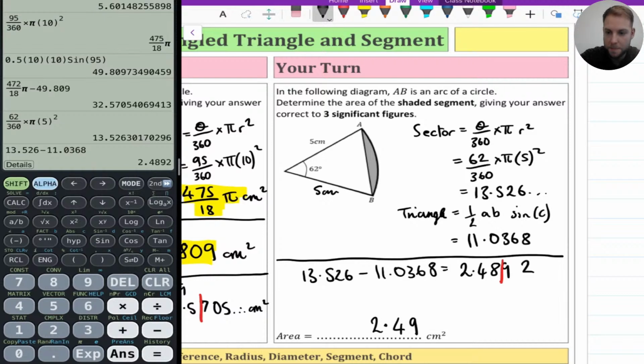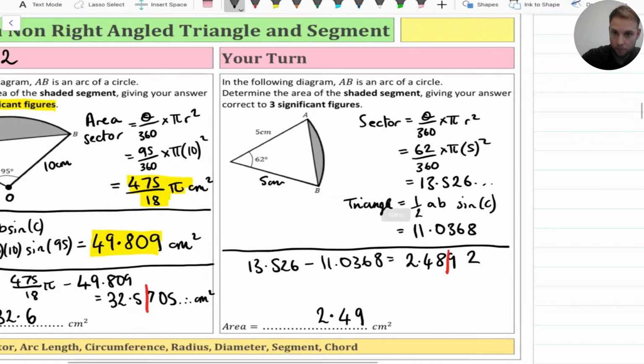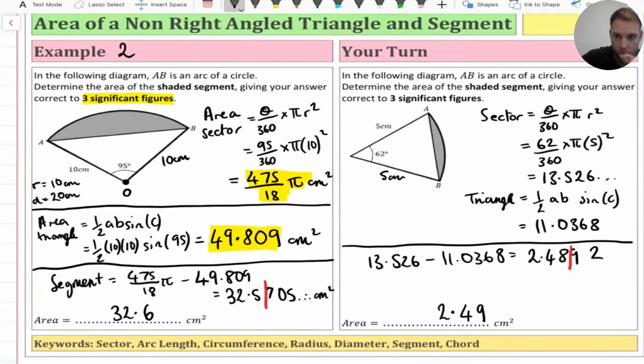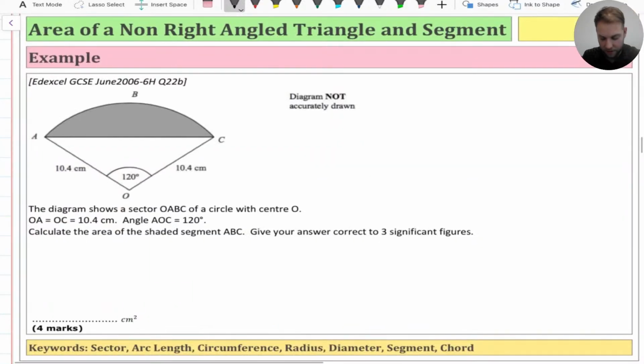Okay, hopefully you got that right. So here we've got a GCSE question. I thought I'd just show you that they do come up. Can you have a little go at this one yourself?